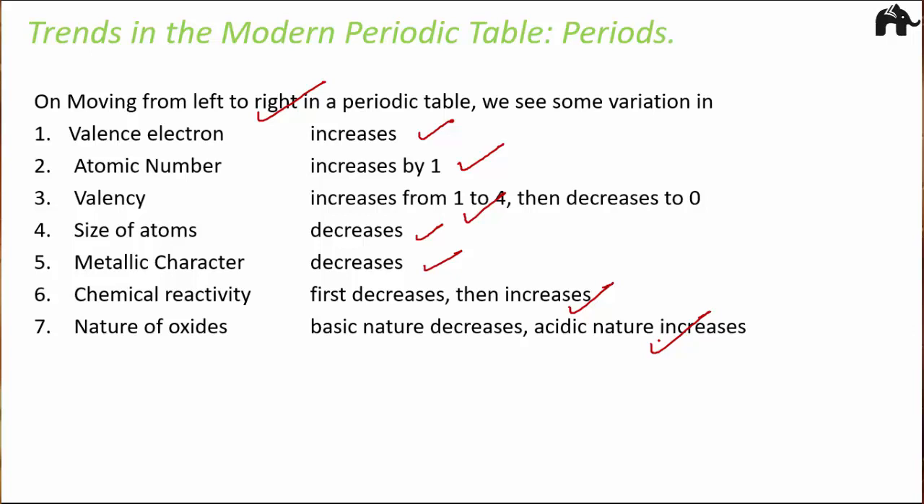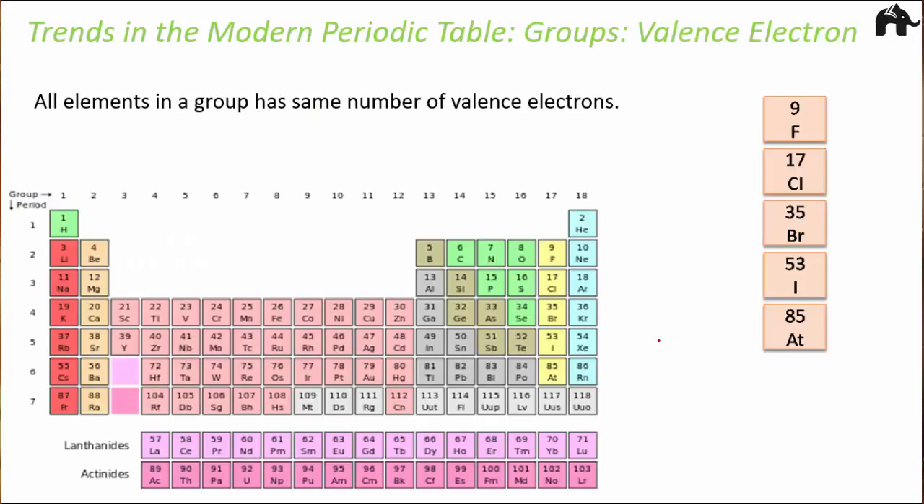So let's get started. It's time to look at the trends down the group. So we start with valence electrons. All elements in a group have the same number of valence electrons. Now that's very obvious, because let's just pick up any one group from here. So let us suppose we pick up this particular group.